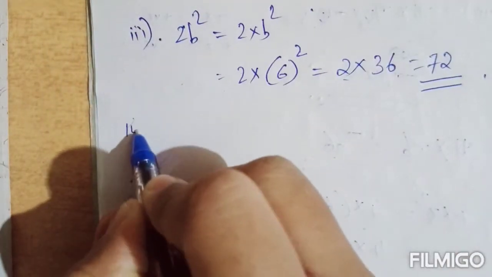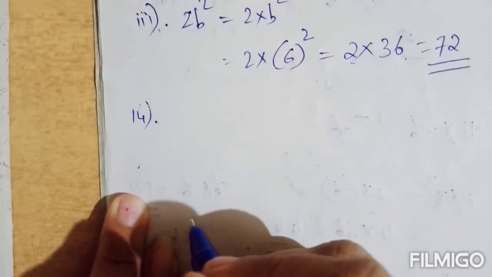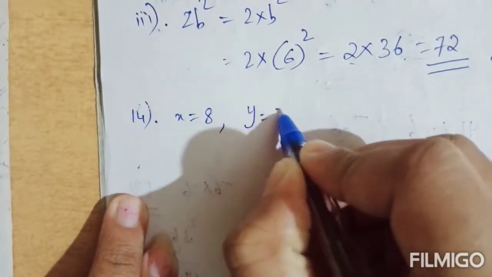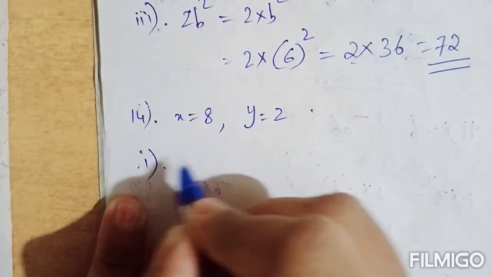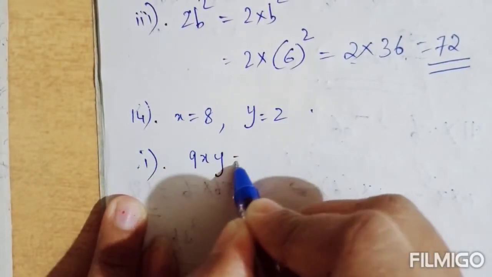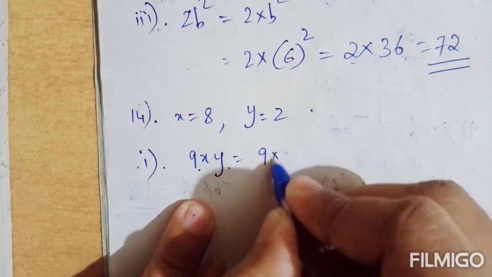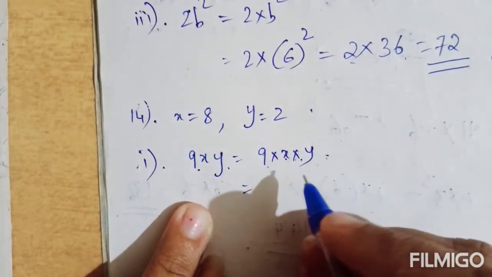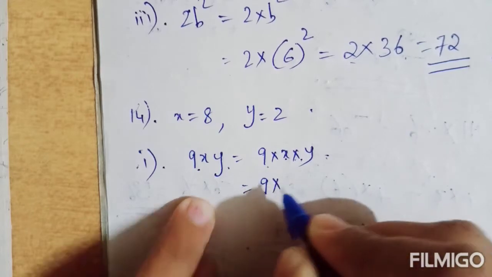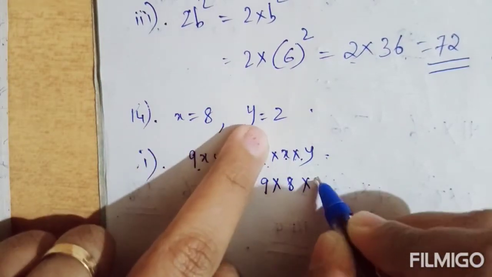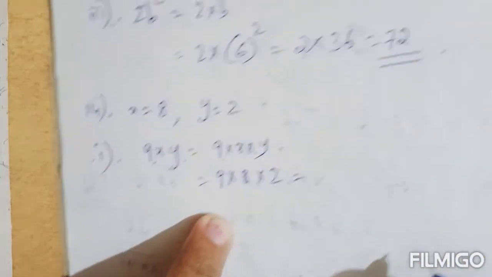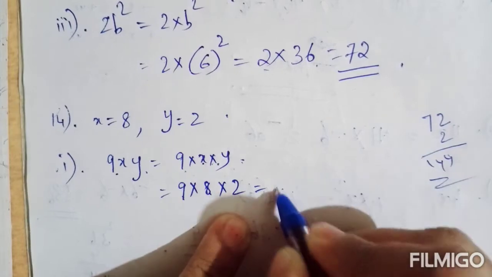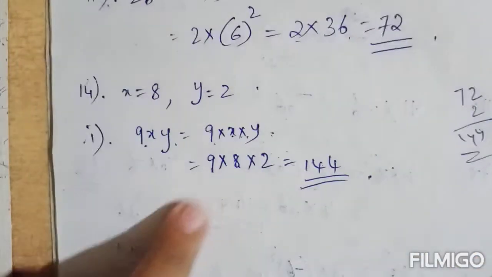Next 14th one. If x equal to 8 and y equal to 2. X is given 8 and y is given 2. First one, you have to find the value of 9xy. That means 9xy means 9 into x into y. Now give the values of x and y. What you will get? 9 into x is 8 into y is 2. 9 into 8, 72. 72 into 2 you will get 144. So that will be the answer.